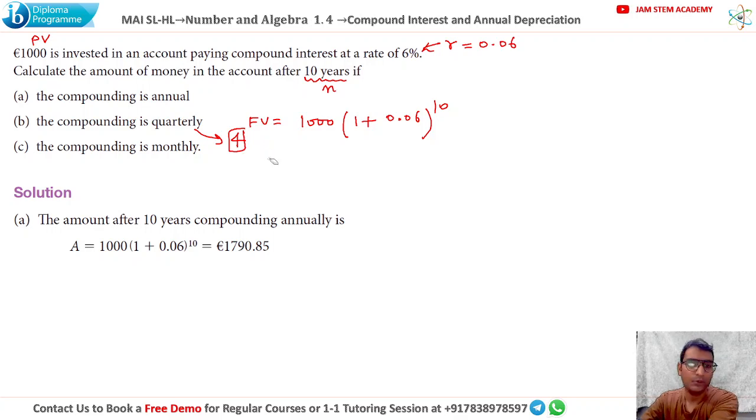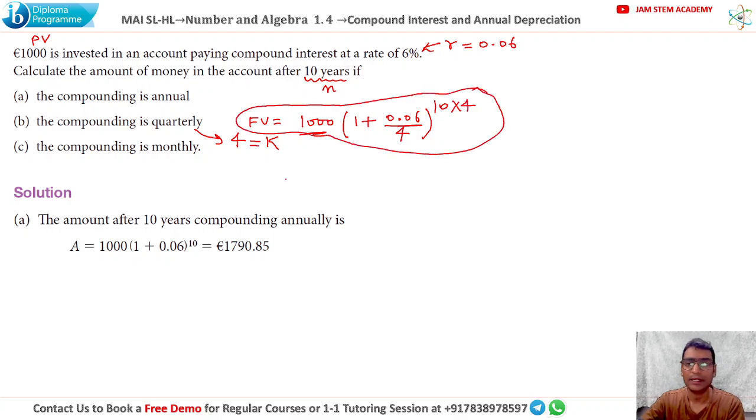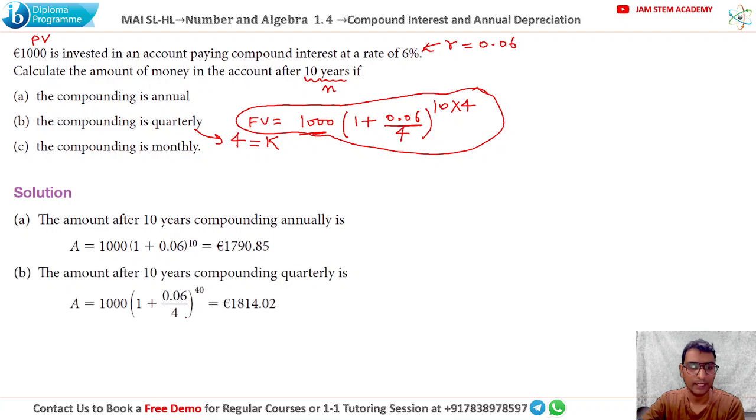So this time, if you use K as 4 for the second part, the future value will be given by future value = 1000 times (1 + 0.06/4) raised to the power 10 times 4. This is going to be the expression for the quarterly part.